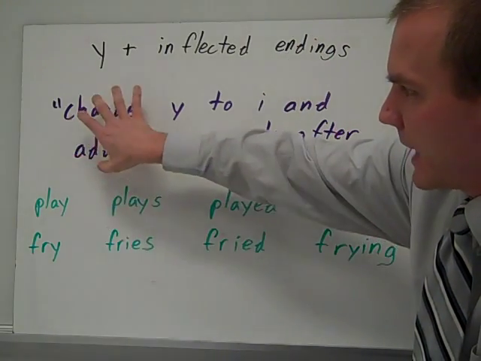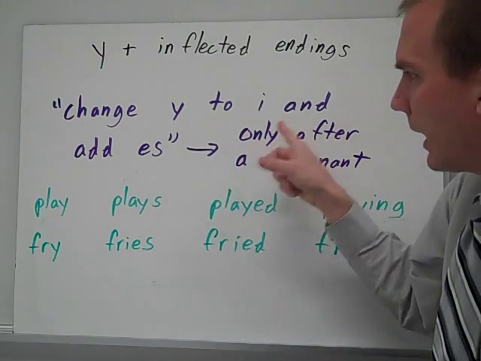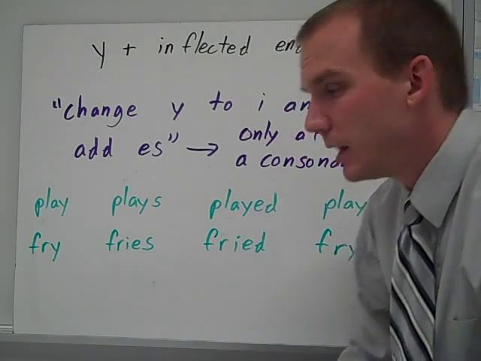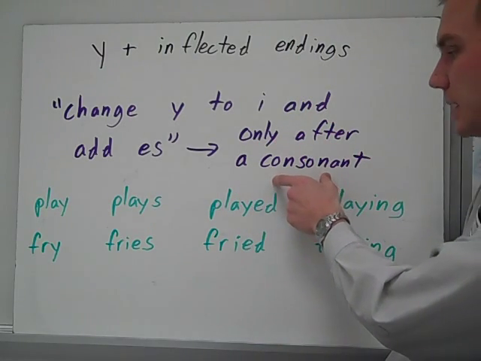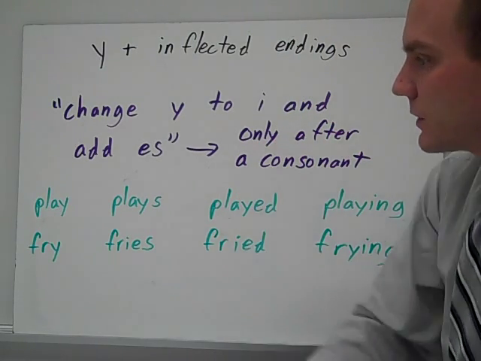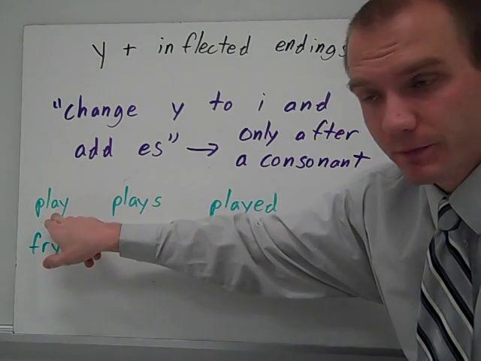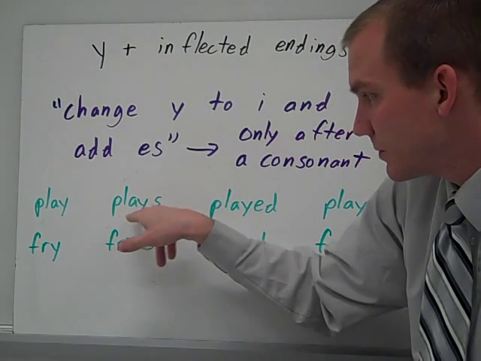One rule of thumb is when adding s, it says change y to i and add es. That works most of the time, only after a consonant. It doesn't work if you end in a vowel. So, for example, say you have play. You have y, but before y is an a. So play, when you add the s, becomes plays.